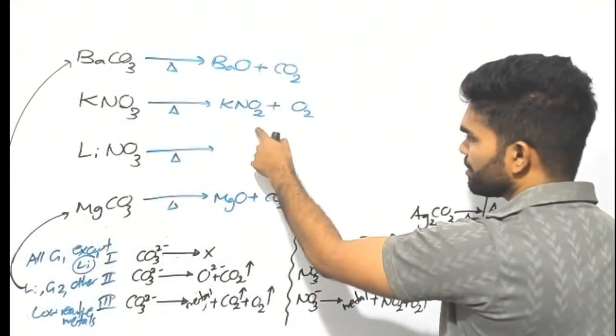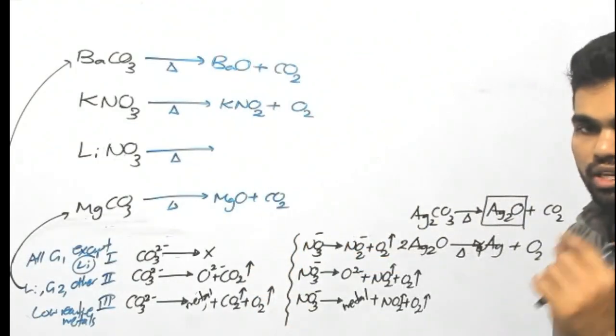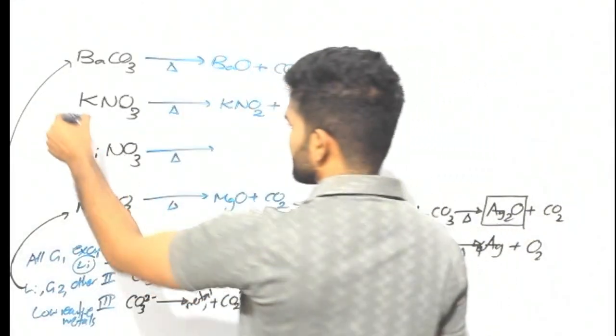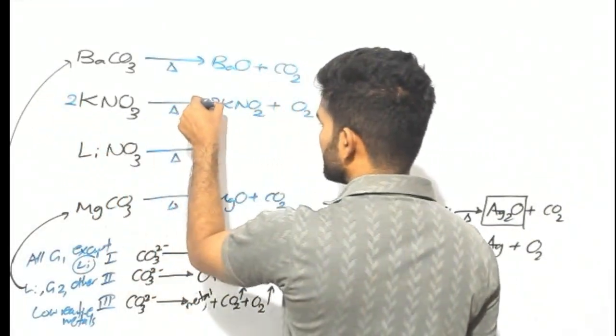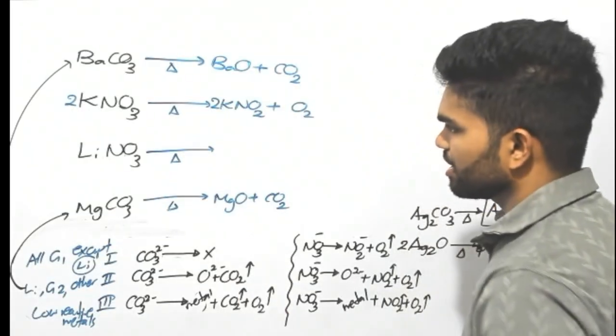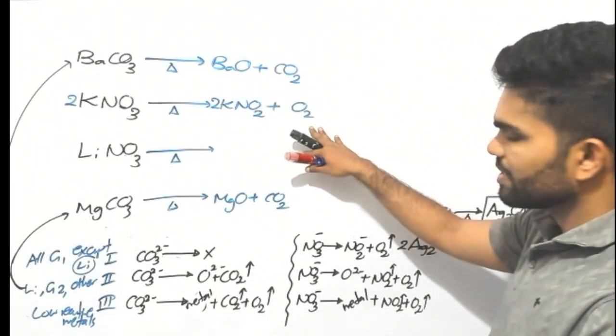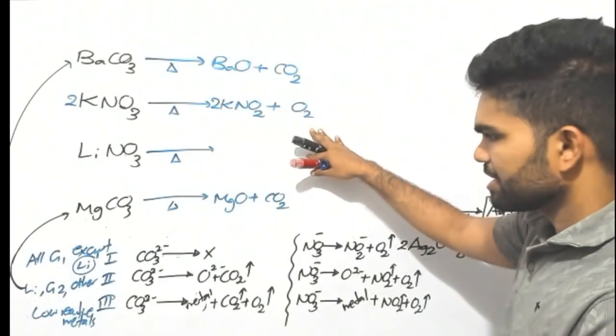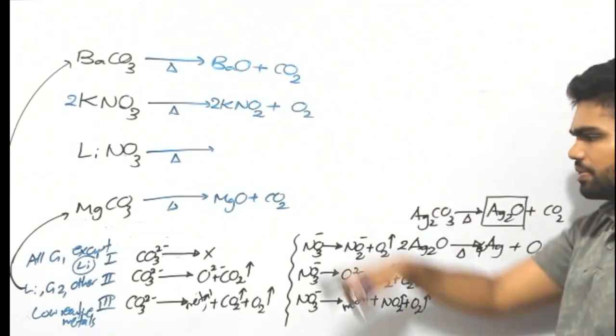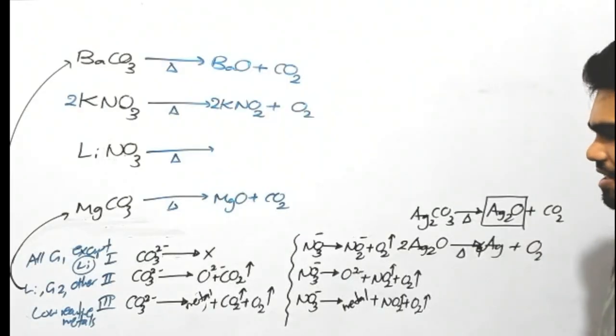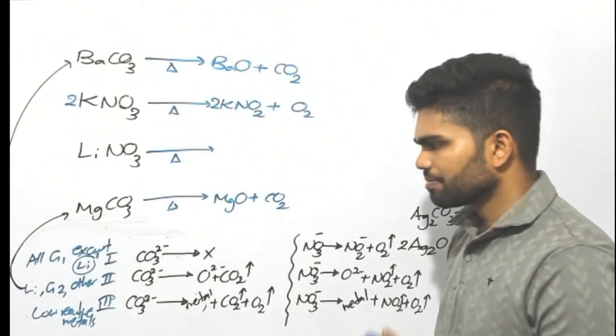You can see there are 4 oxygen atoms in the right side, but only 3 oxygen atoms in the left side. To balance this one, we put 2 in front of both compounds. Now you can see 6 oxygen and this side also having 6 oxygen. It is balanced, right?